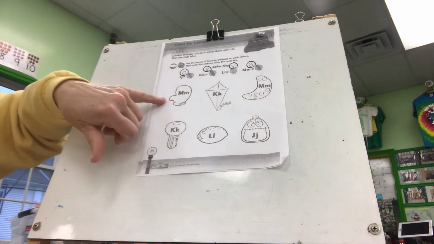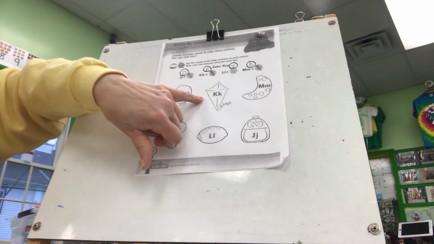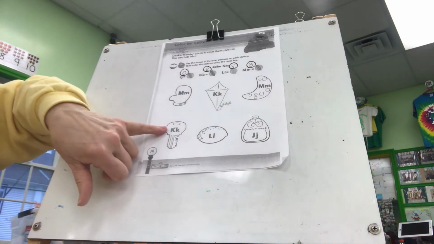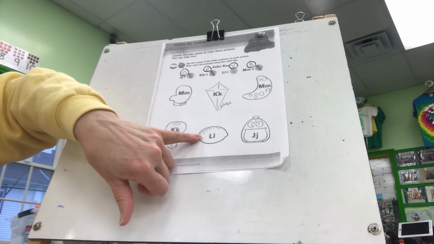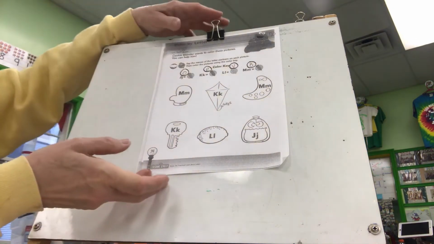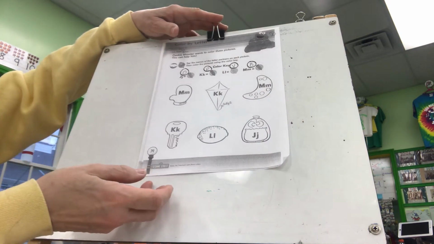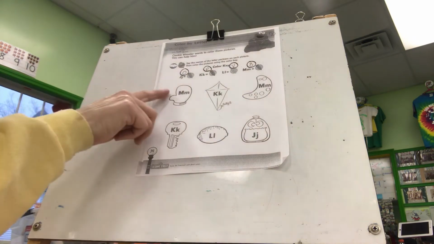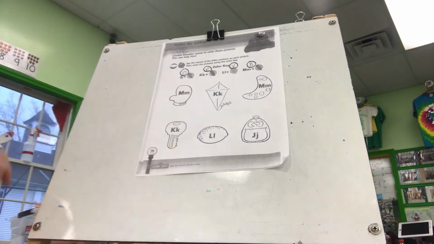M for mitten, K for kite, M for moon, K for key, L for lemon, and J for jack-o'-lantern. Take your time coloring in those lines. Pinch, pinch, pinch at the point. And remember, when you're doing a circular shape like the mitten, that's blue.